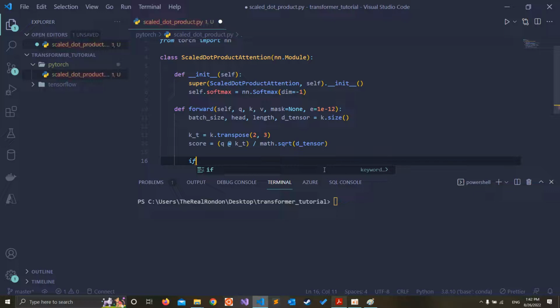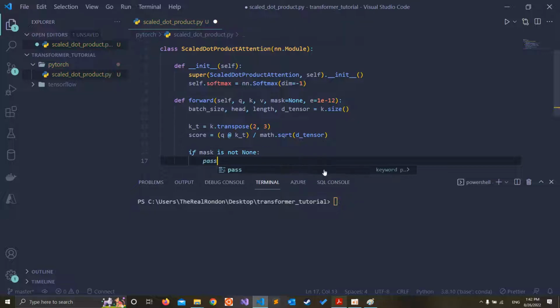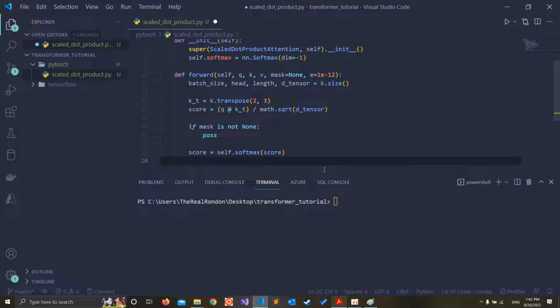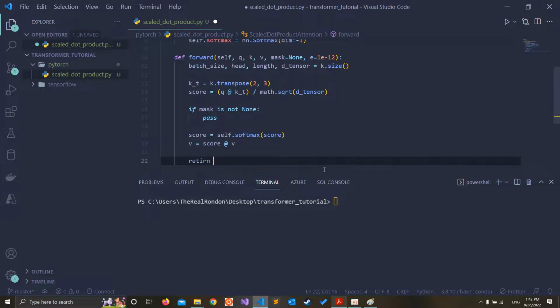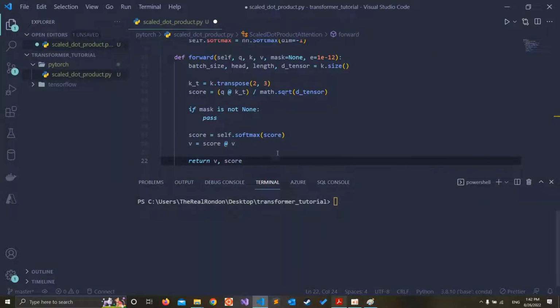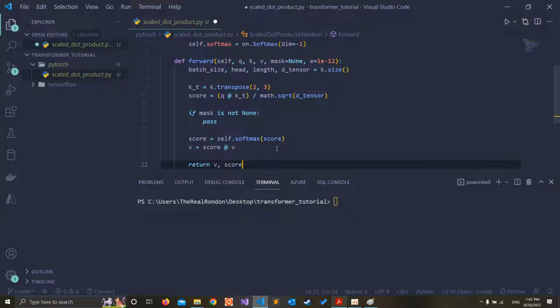Then what we're going to do is say if we have a mask, we should do something. But what happens if it's not none? I will explain this a few seconds later, but let's say that we do not have a mask. What we are going to do is calculate the softmax of this score that we calculated, and then we say that v is score multiplied by v, and then we just return v and score, which is the size here. This is score and this is v. We're going to return both of those things.